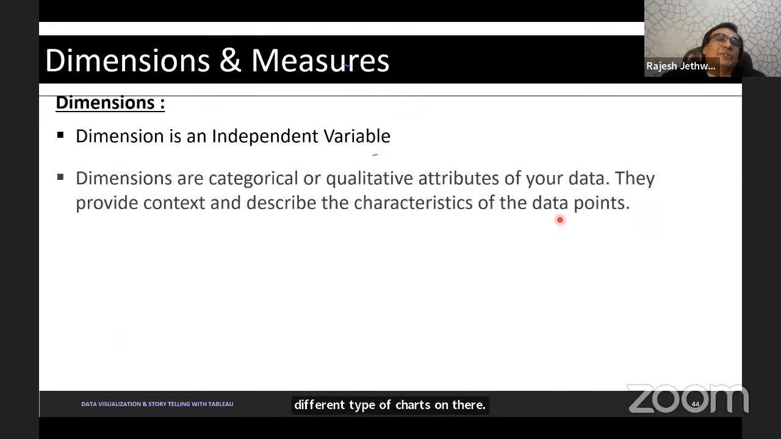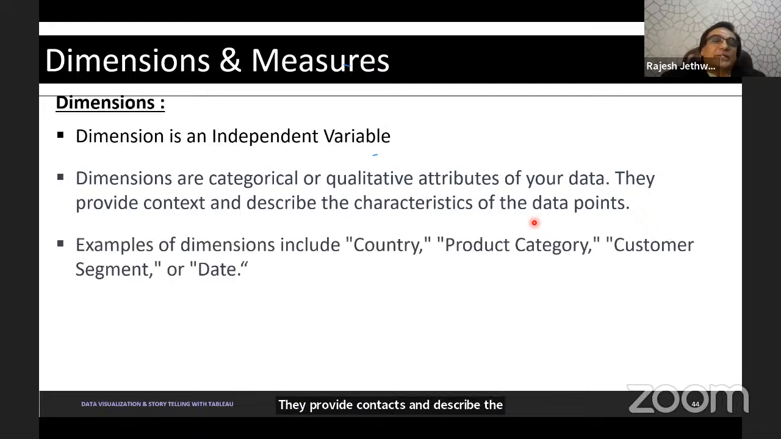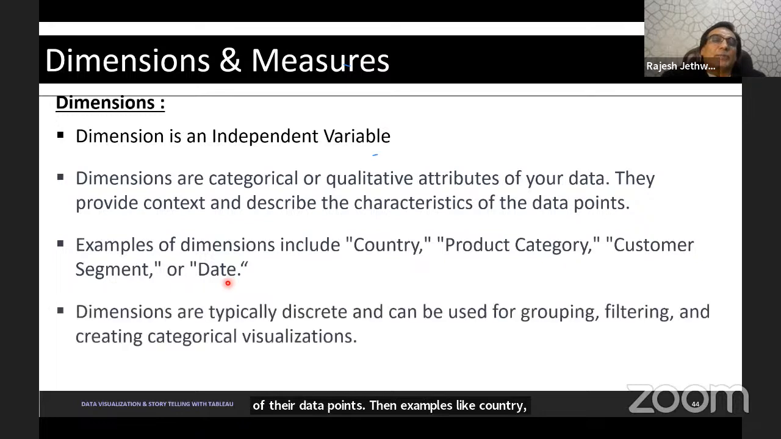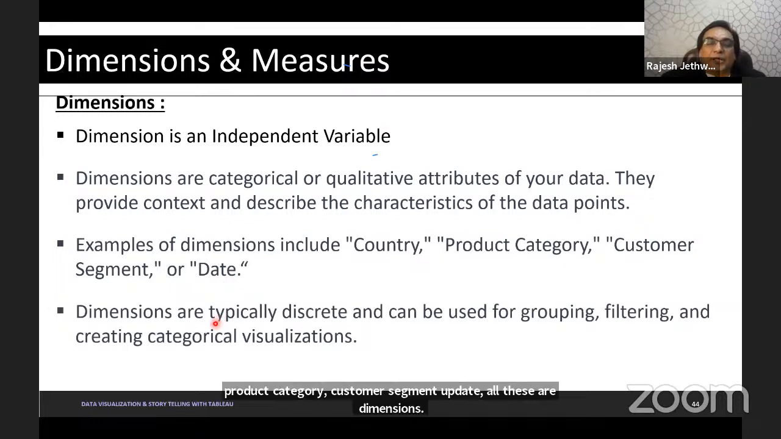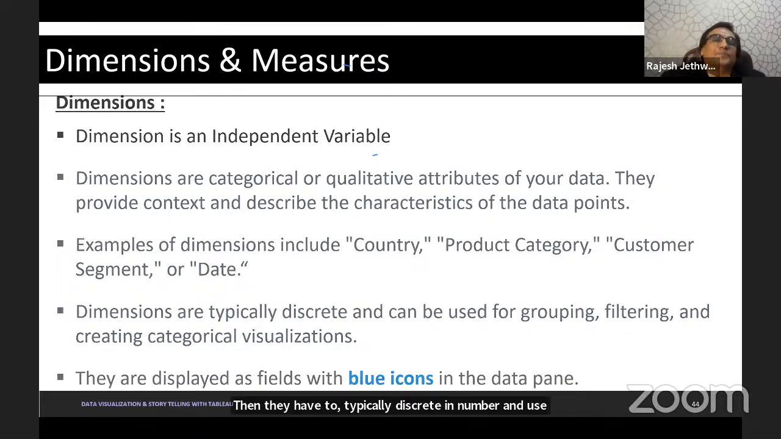So when we talk of the dimensions, you know that when we are plotting something on x and y axis, x is an independent variable. Similarly, dimension is an independent variable, and they are the categorical or qualitative attributes of your data. They provide context and describe the characteristics of the data points. Examples like country, product category, customer segment, or date, all these are dimensions. They are typically discrete in number and used for grouping, filtering, and creating categorical visualizations.